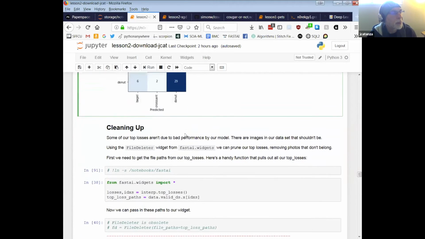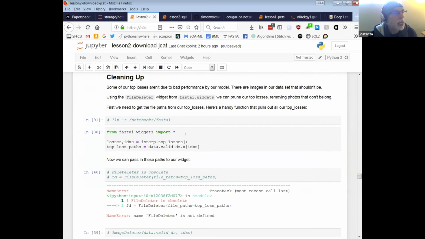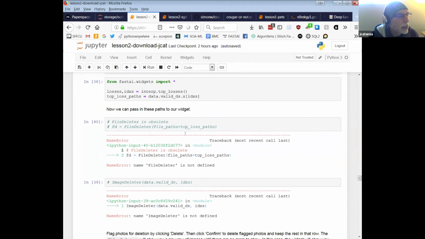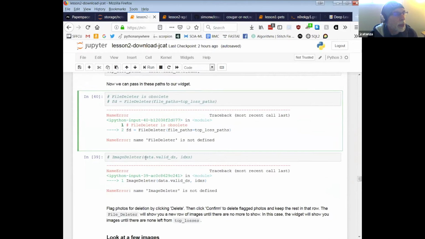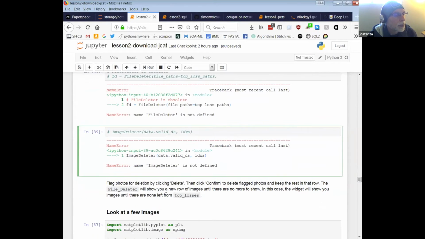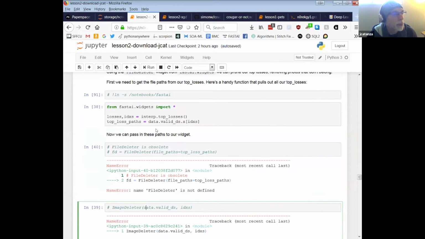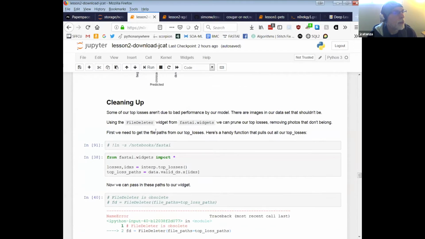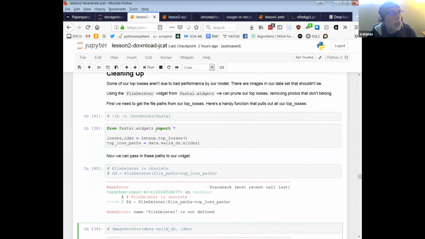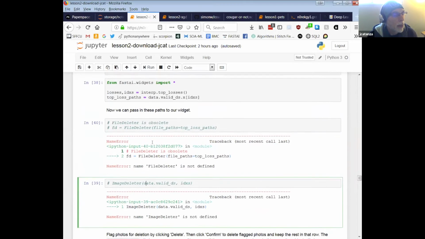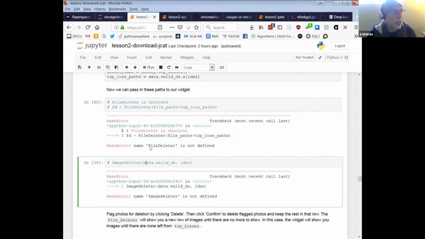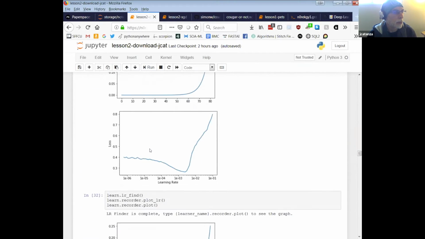Okay, so then let's see. He has this thing next in the notebook that I couldn't get to work. First it was file deleter, and then I found out that's obsolete. Then image deleter was supposed to work, but that doesn't seem to work either. It allows you to go through and find images that shouldn't be in the data set and prune them out. That would have been a great exercise for me, because as you see, there were some images that really didn't belong in the data set.